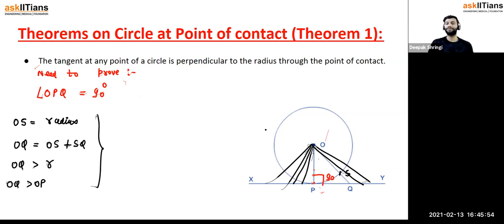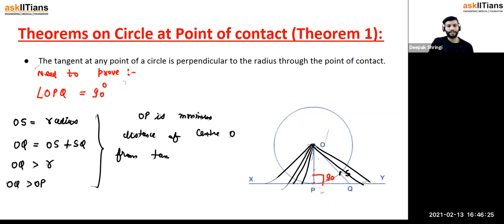Okay, that means what we have understood is that the minimum distance or the minimum length that we are going to get, we will get along OP. OP is the minimum distance of center O from the tangent, right?